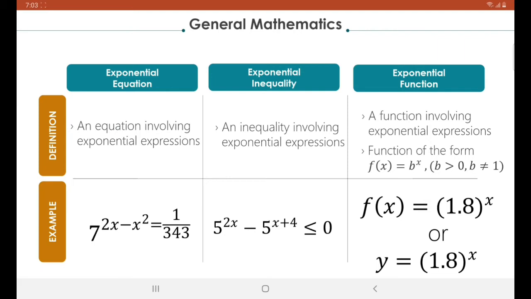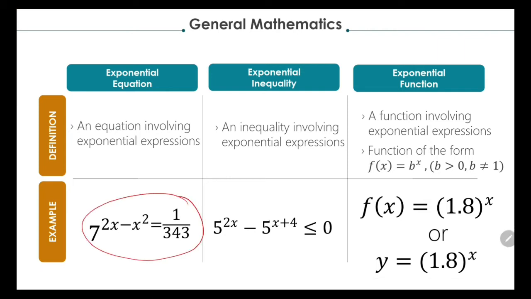Okay, so as you can see sa example natin, we have 7 raised to 2x minus x squared is equals to 1 all over 343. Kung mapapansin nyo, yung exponent ng base natin na si 7 ay 2x minus x squared. So, ibig sabihin, yung ating exponent dito ay with the variables. Okay po. Next, we have exponential inequality, an inequality that involves exponential expressions.